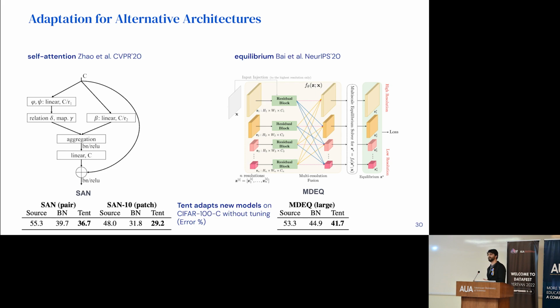So tent is quite general in this way: as long as there is this kind of scale and shift, this kind of normalization in your network, we can try to adapt it by tent. We don't have to redesign our architectures to adapt them. We can adapt what we have.